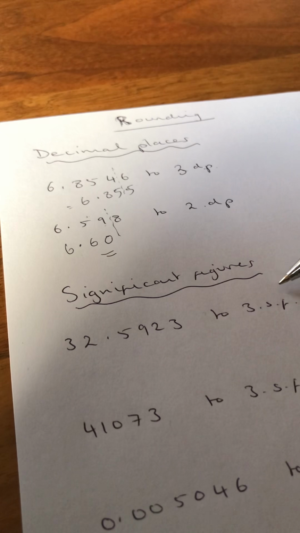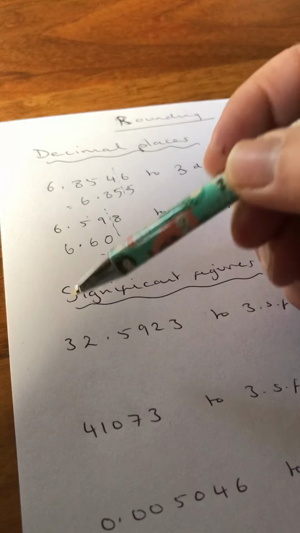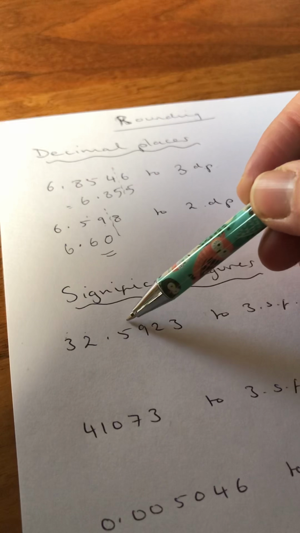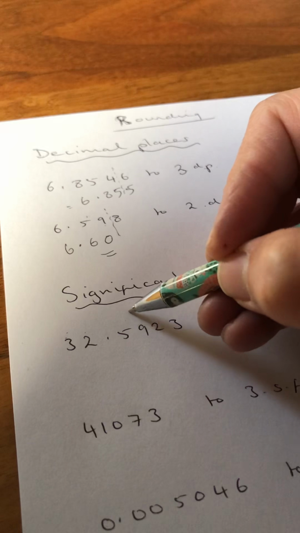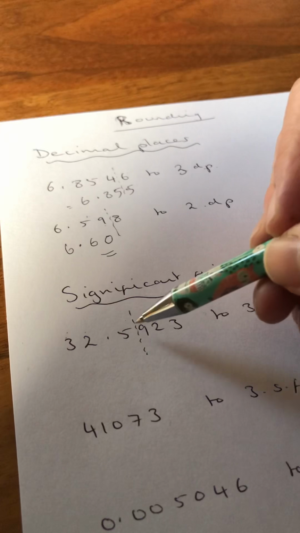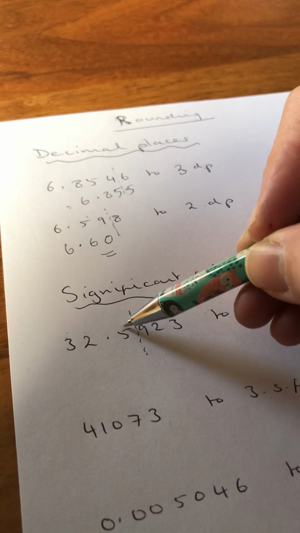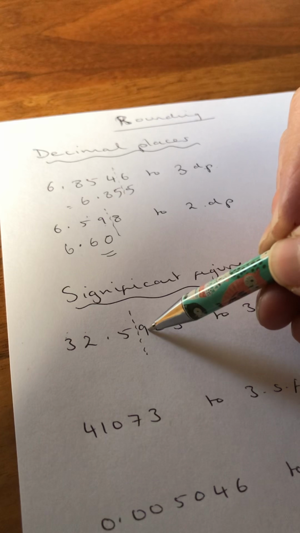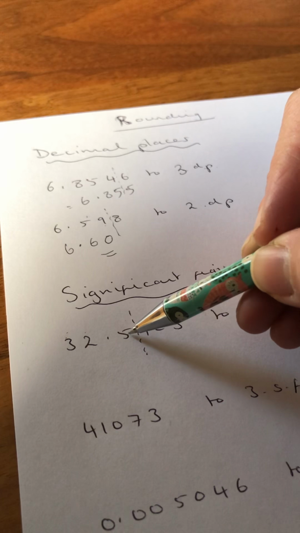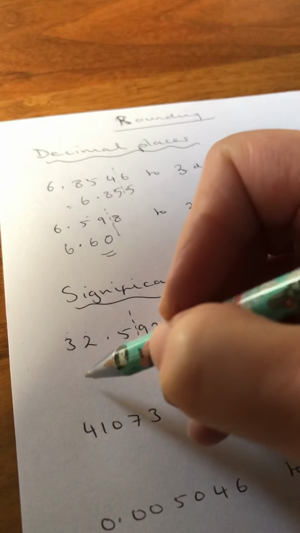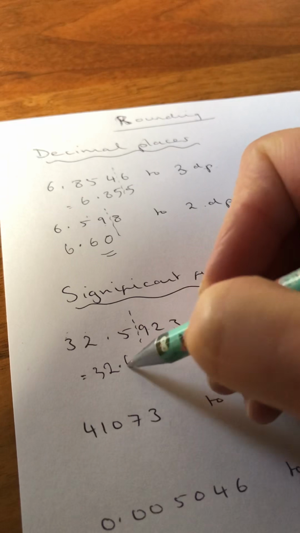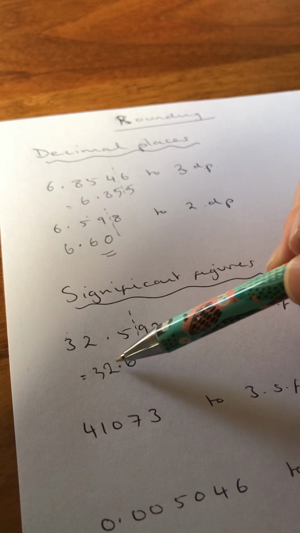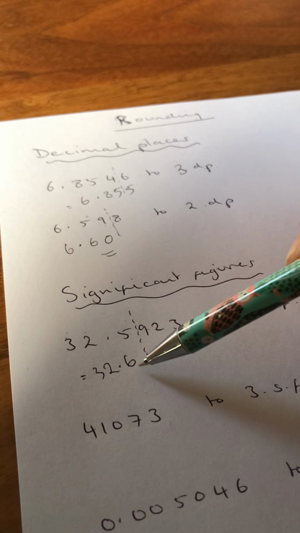This question's asked us to round to 3 significant figures. So we want the 3, that's our first. We want the 2, that's our second. The 5 is our third significant figure, so that's the last thing we want. We just need to ask, do we round it up to a 6 or not? And here we look at its neighbour. 9 is 5 or above, so we need to round up that 5. We give it a shove up to 6. So this will become 32.6. The 3 and the 2 do not change in this example. Okay, 3 significant figures.